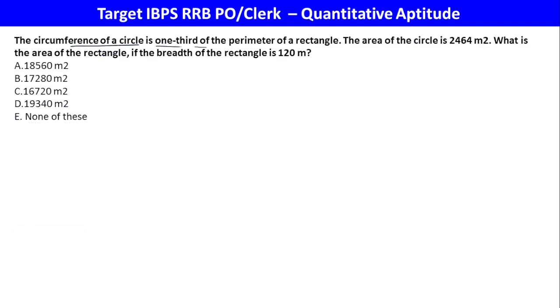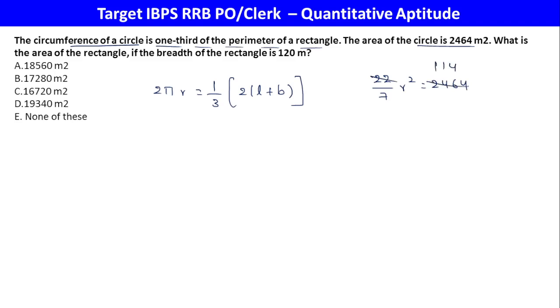The circumference of a circle is 1/3 of the perimeter of the rectangle. The circumference formula 2πr is 1/3 of the perimeter of the rectangle, which is 2 times (l plus b). Then the area of the circle is πr², with π as 22/7.